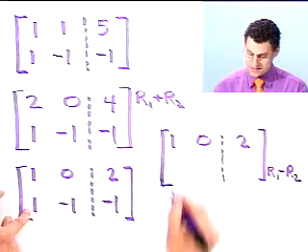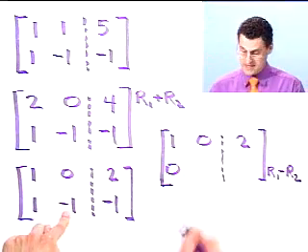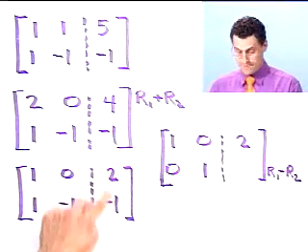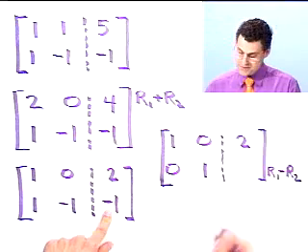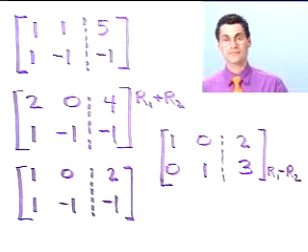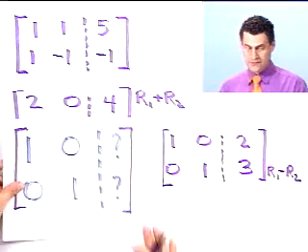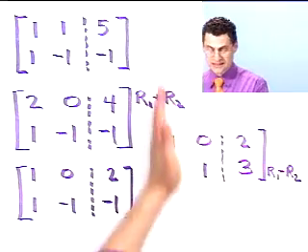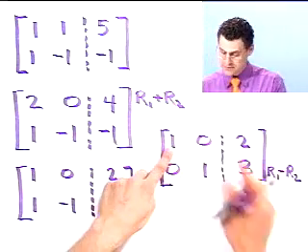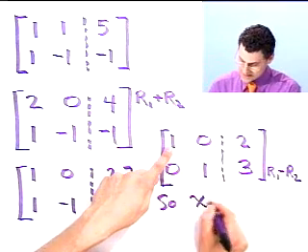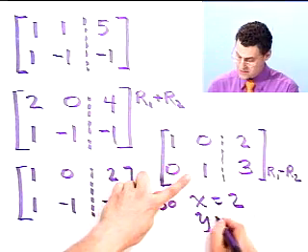So this minus that is 0. This minus that becomes a 1. This minus that becomes a 3. And look, I got it in my fantasy form. If you remember, this is the x and this is the y. This means x equals 2. So x equals 2, and this means y equals 3.